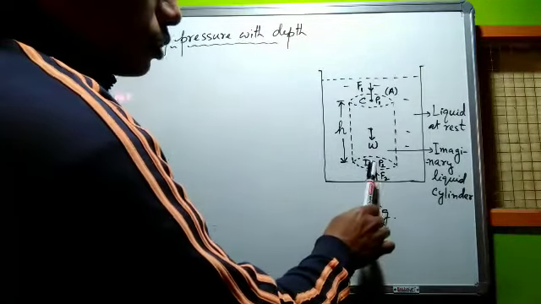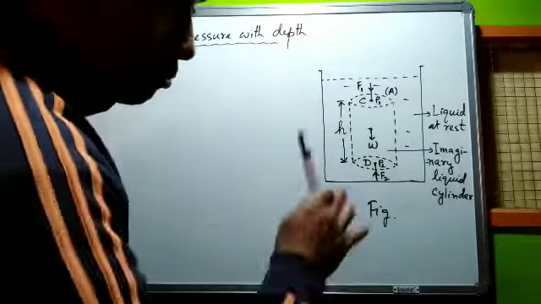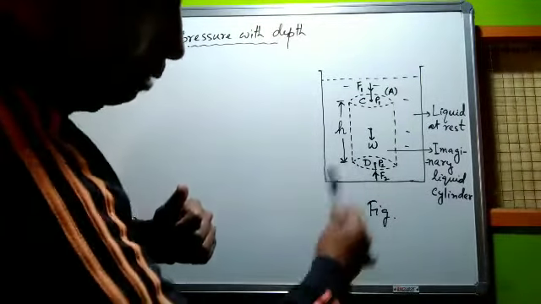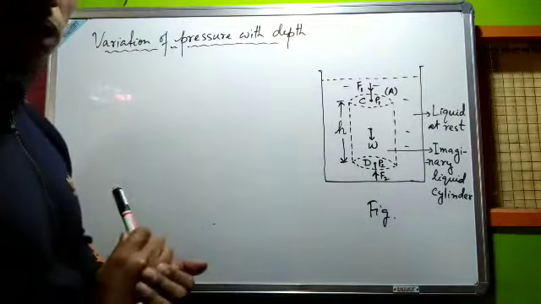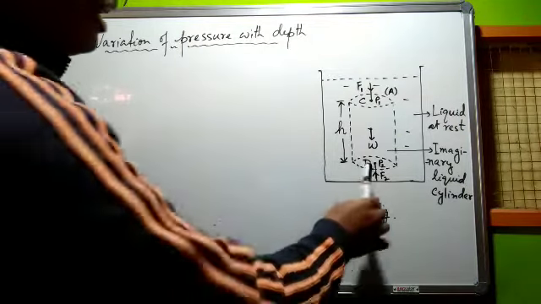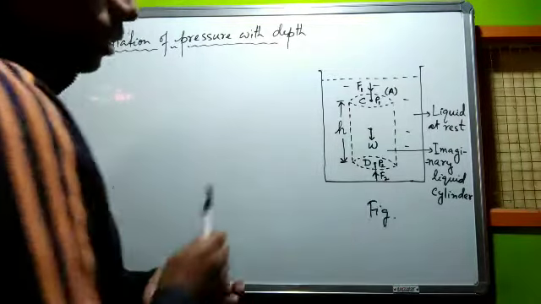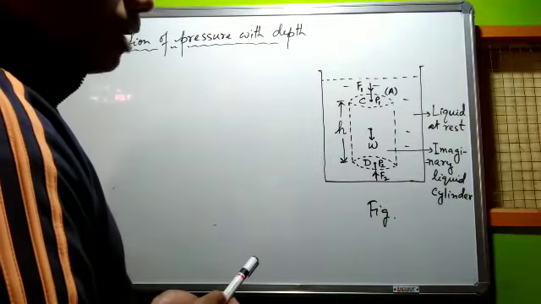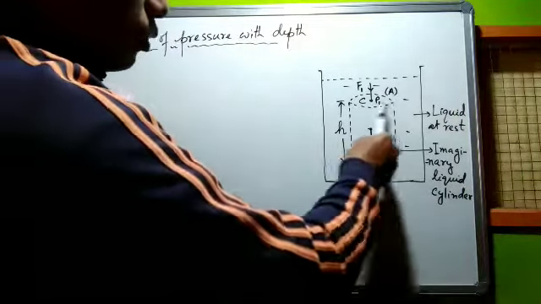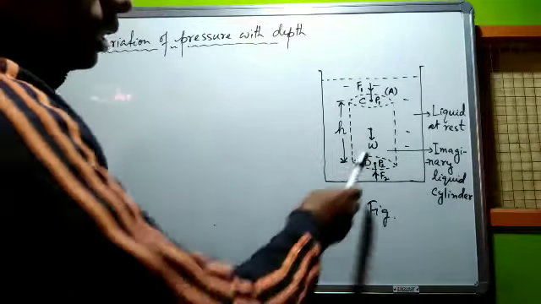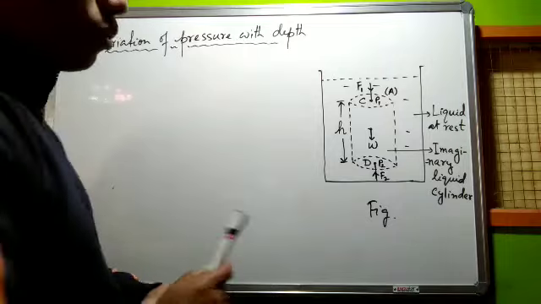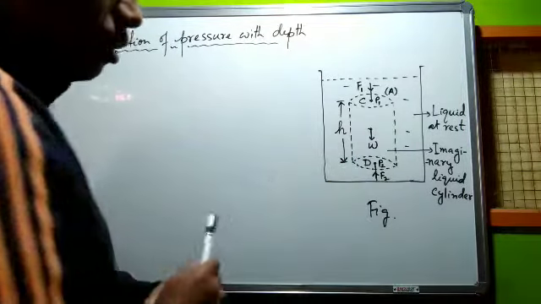This thrust is perpendicular to the bottom surface of the cylinder, directed upward. Then the third one is the weight of the imaginary liquid cylinder, that is W, and weight should always be acting vertically downward. So W is acting downward.